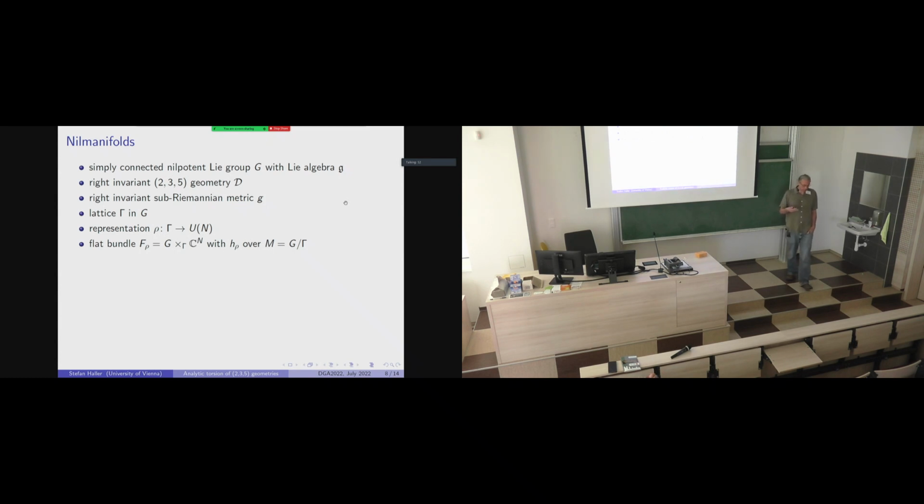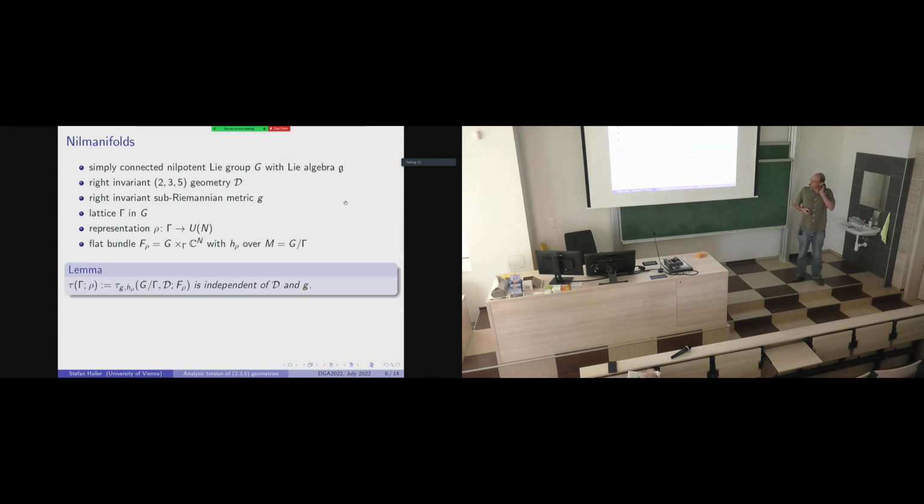We also take a unitary representation of the lattice, because that will induce a flat vector bundle over the nil manifold, and that comes with a Hermitian metric on its fibers. So we have all the data for the analytic torsion to be defined.